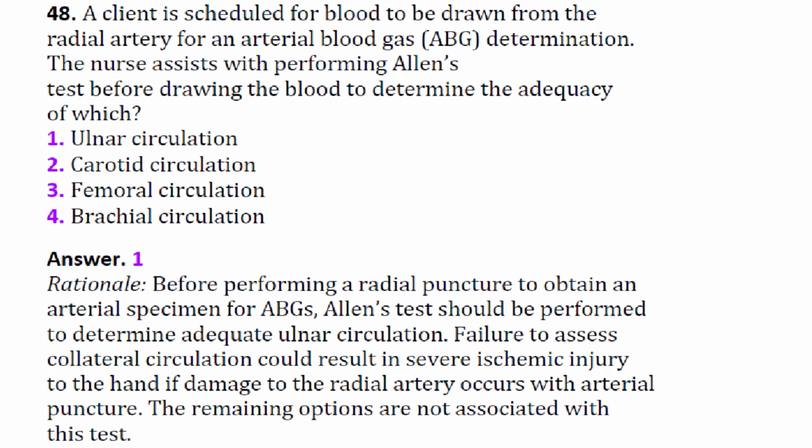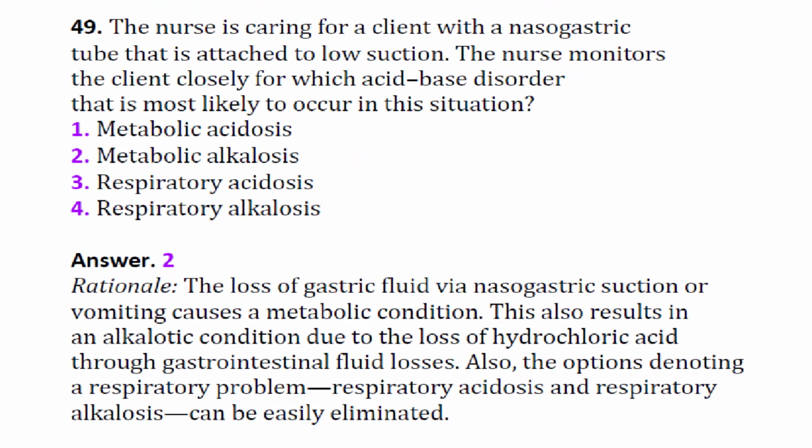Failure to assess collateral circulation could result in severe ischemic injury to the hand if damage to the radial artery occurs with arterial puncture. The remaining options are not associated with this test. 49. The nurse is caring for a client with a nasogastric tube that is attached to low suction. The nurse monitors the client closely for which acid-base disorder that is most likely to occur in this situation.